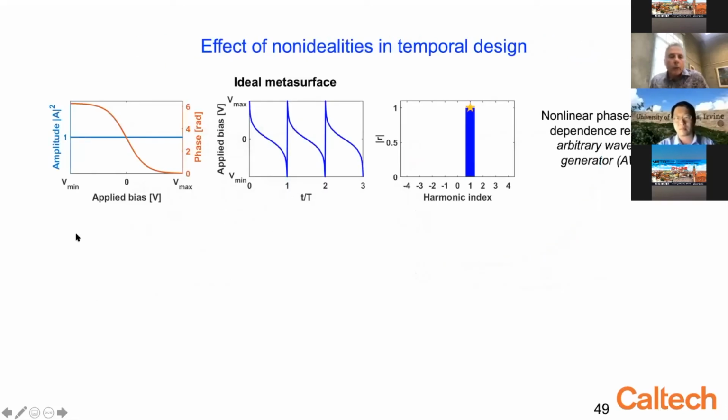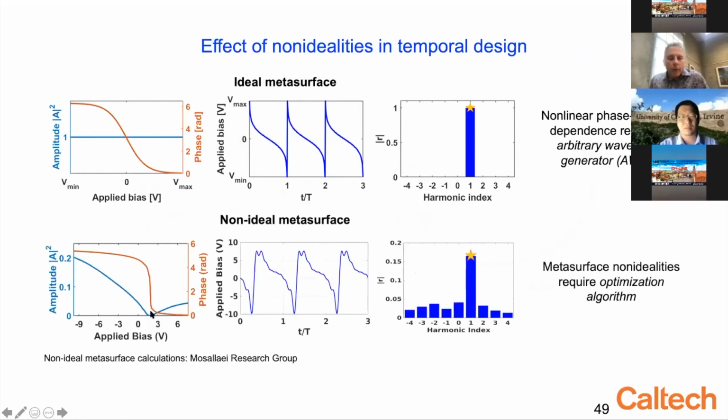So an ideal metasurface would have some smoothly varying phase with applied bias and no change in amplitude, and would produce a single harmonic at a given frequency. If I have real materials, they have covariation of phase and amplitude. I need to use a more complex temporal profile, temporal waveform. I can still get a predominant sideband, even though I have some smearing out of power at other frequencies.